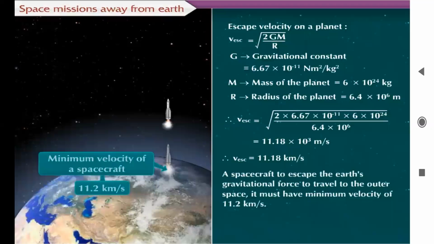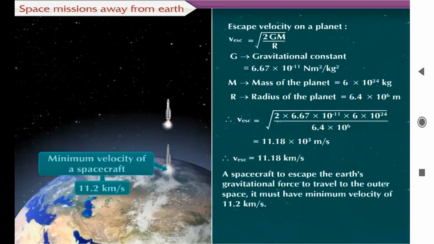Now see, students, we have seen space missions away from the Earth. When satellites are sent beyond the Earth's gravitational force, meaning beyond the Earth's orbit, they have to overcome a velocity, and we have to give some minimum velocity, that is what we call escape velocity, so that the satellite can go to outer space beyond the Earth's gravitational force, and we can do observation in the solar system or even out of the solar system. So how to calculate this minimum escape velocity? This formula we have seen here.